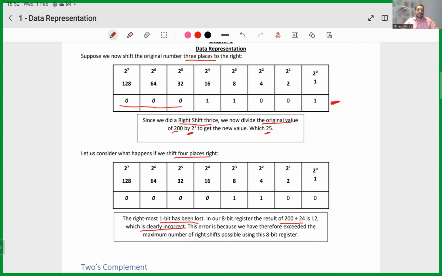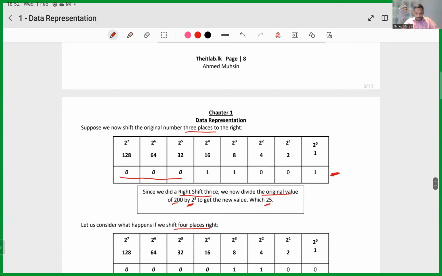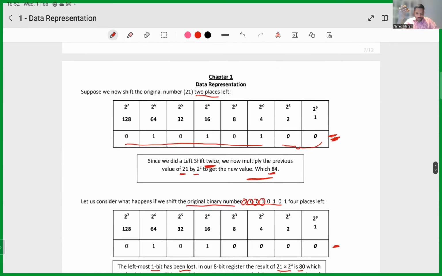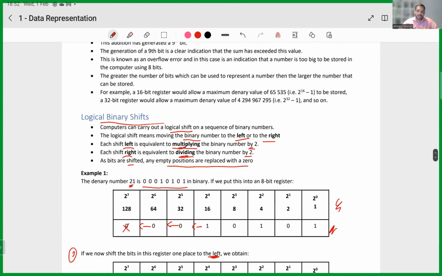So this is what we call binary shifts. Over here they have mentioned logical binary shifts, so you can say binary shifts. These are basically where you have a sequence of binary numbers and you can shift the positions, and you will get a logical answer. But there is only a maximum number of shifts you can do. You can shift it as long as you're only pushing out zeros. The moment you touch a 1, you're going to get an error.